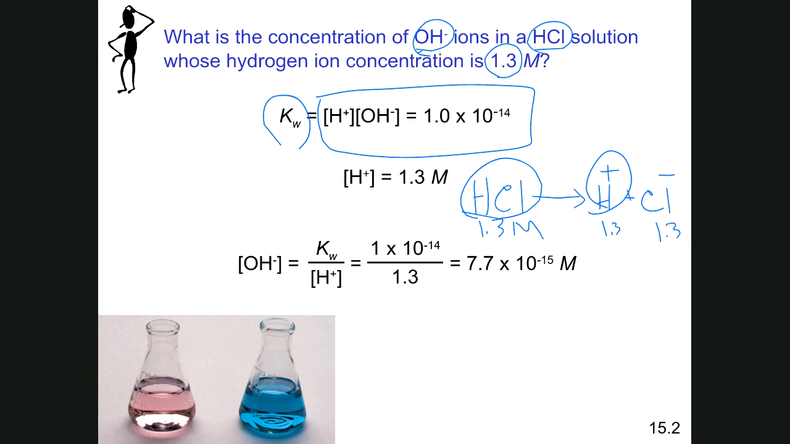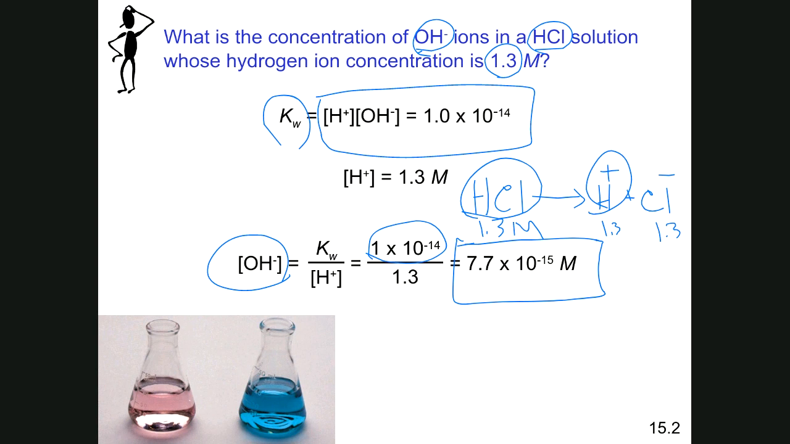So we have the concentration for H plus, 1.3. We have the value for Kw, which is 1 times 10 to negative 14. And that's how we calculate the concentration for hydroxide ion. Again, the concentration for hydroxide ion should be lower than the concentration of H plus.